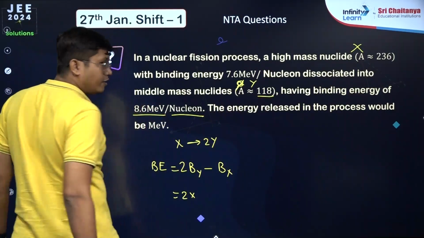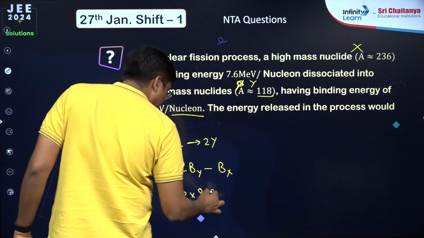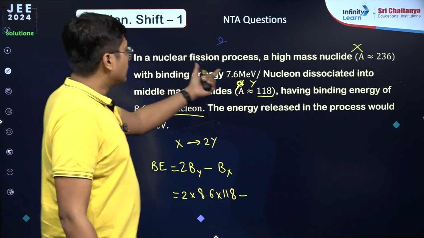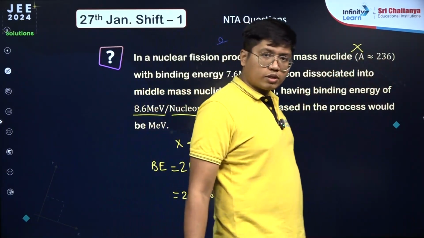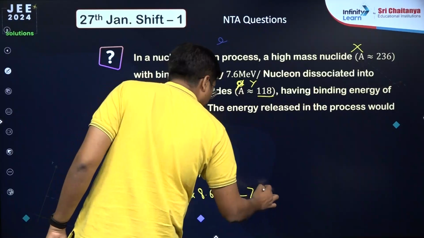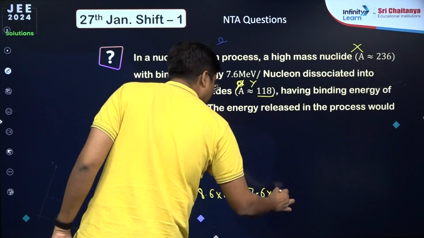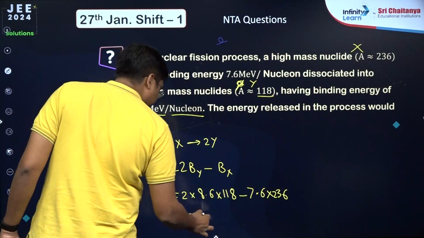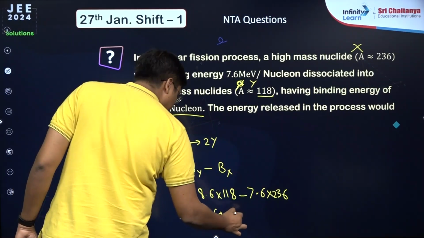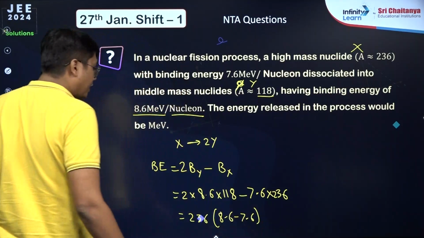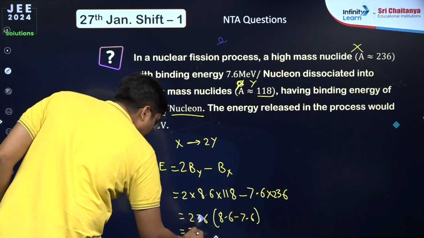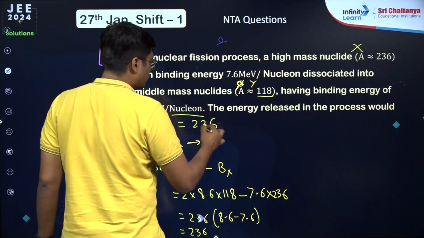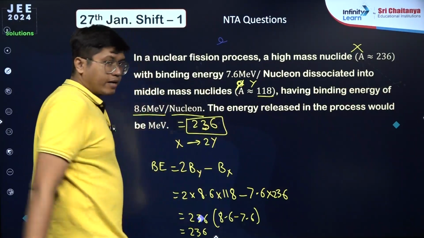How many nucleons are there? 118. 2 into 8.6 into 118 minus Bx, which is 7.6 per nucleon. Total nucleons are 236. So 7.6 into 236. 2 into 118 is also 236. Take 236 common. Then you'll have 8.6 minus 7.6 mega electron volt, that is equal to 1. So final is 236. So the answer is going to be 236 mega electron volts.